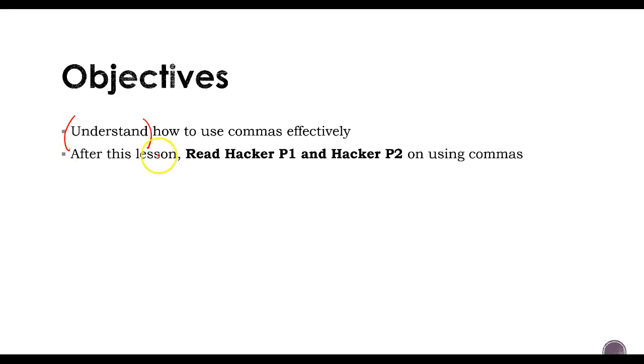Second, after this lesson, I want you to read a nice chapter in Hacker that accompanies this lesson well. So read Hacker P1 and P2. And in those sections, she talks about how to use commas effectively. And she mentions a few things that I don't mention in here. And in P2, she talks about where you shouldn't use commas. So I'm actually not going to talk about this. So make sure that you read that section as well. And it'll make a good accompaniment to this lesson.